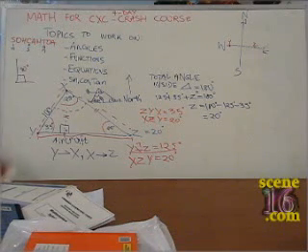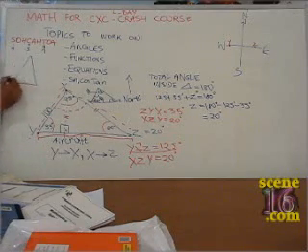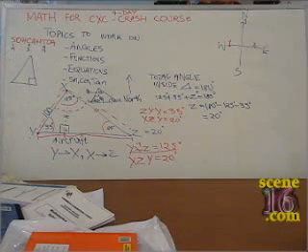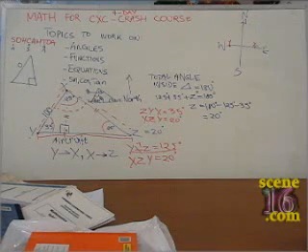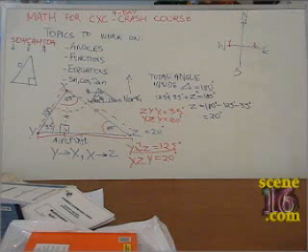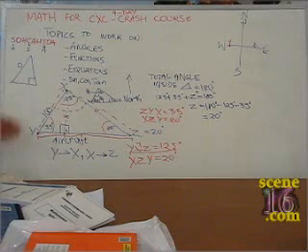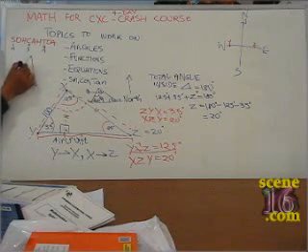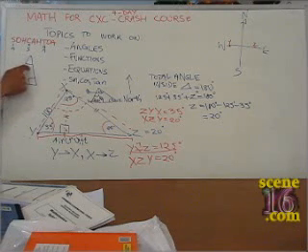Now, in a right angle triangle, again, very important, it must be a right angle triangle for this to work. Opposite. Which one is opposite? Which angle? So if we had this angle, which one is opposite? Opposite to the angle.